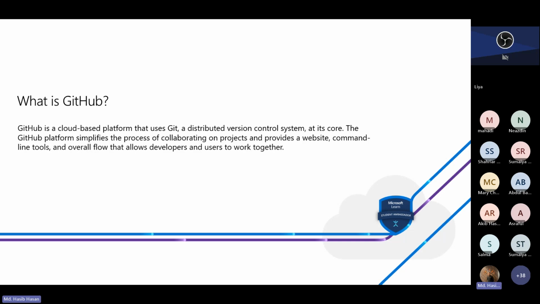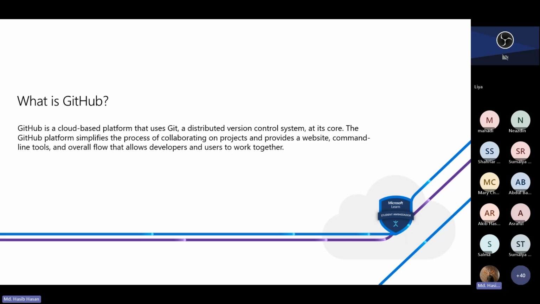Now let's talk about what is GitHub. GitHub is a cloud-based platform that uses Git, a distributed version control system, at its core. The GitHub platform simplifies the process of collaborating on projects and provides a website, command line tools, and overall flow that allow developers and users to work together.